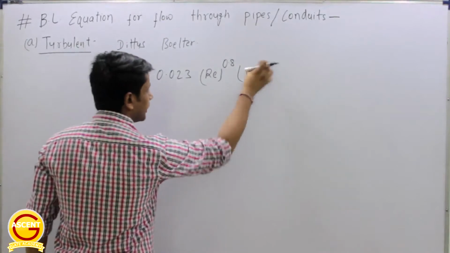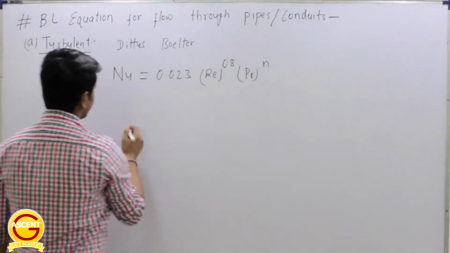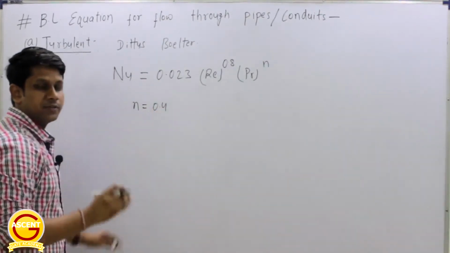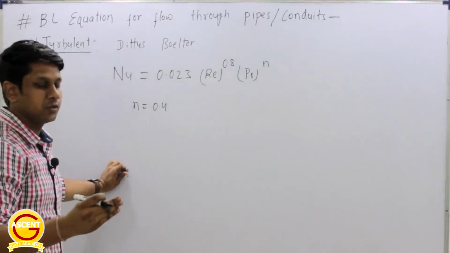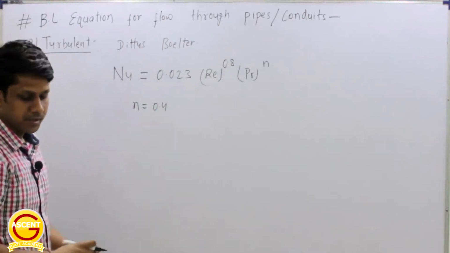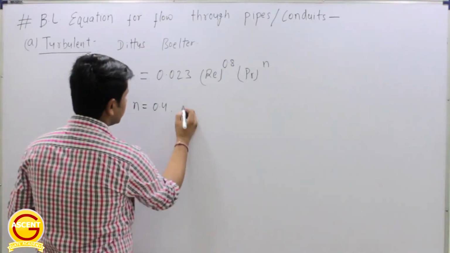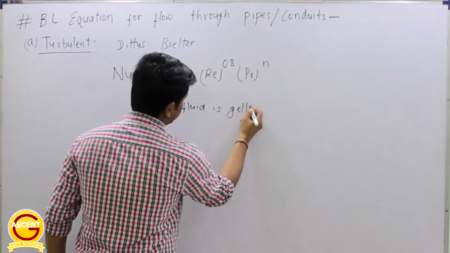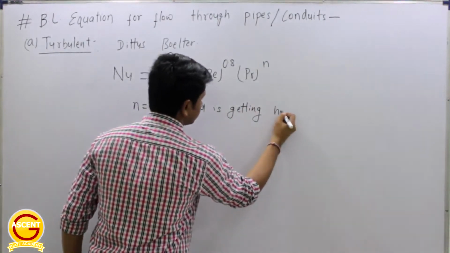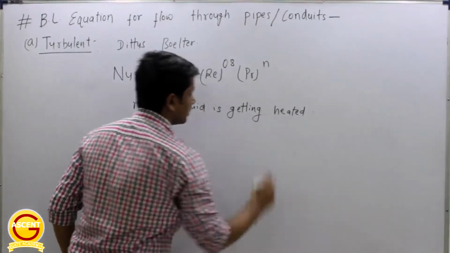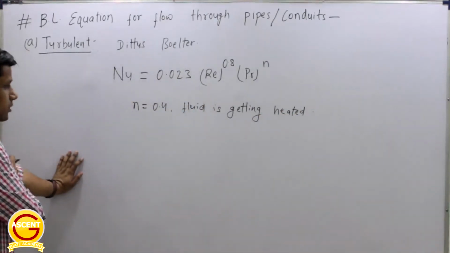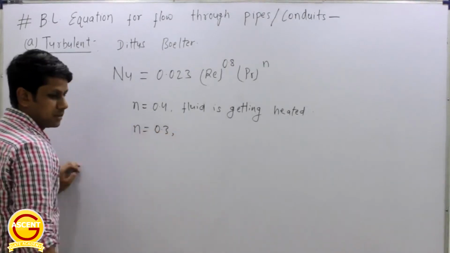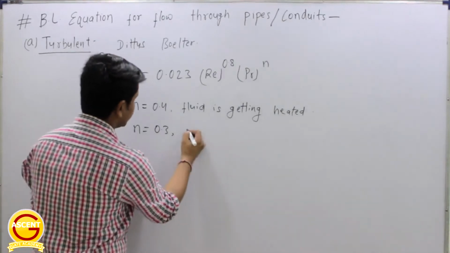And in Pr to the power n, what is the significance of n? This n value will be 0.4 if the fluid is getting heated. So if the fluid is getting heat from the pipe and its temperature is increasing, then this n value will be 0.4. But if the fluid is getting cooled while flowing in this pipe, then the n value will be 0.3. So n will be 0.3 when the fluid is getting cooled.